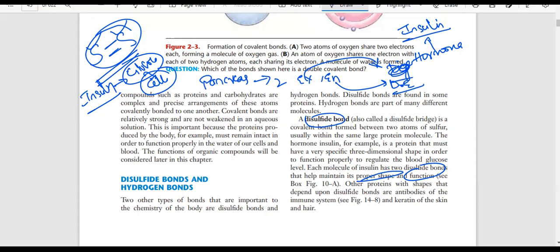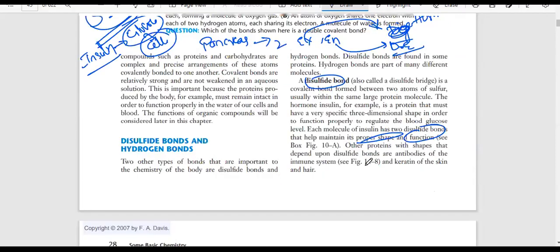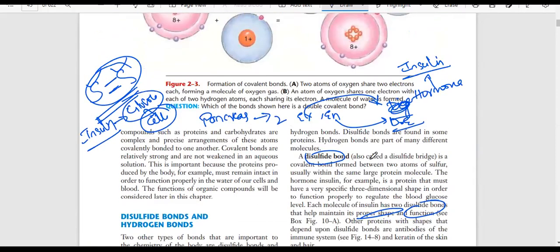So insulin is a very necessary thing for our body to maintain high energy levels. If you need energy, you need glucose. Glucose needs to enter into the cell, and it gets the help of insulin. So in disulfide we have to remember one example. There are other examples also, but you have to remember one example.